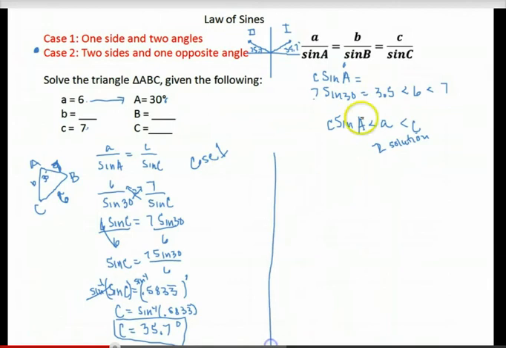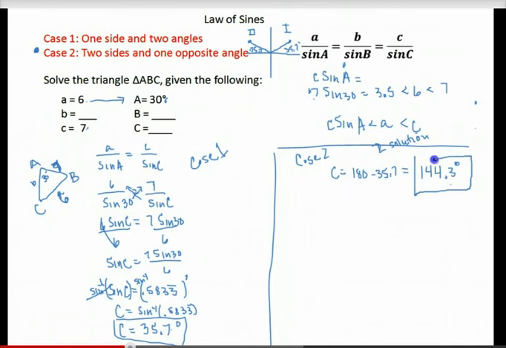So on the left side, I'm going to deal with case 1, and the right side, I'm going to deal with case 2. Case 2, we're going to say it's the other angle in quadrant 2. So to find that, we take 180 minus the reference angle of 35.7, and I get the angle 144.3. So case 1 is that C is 35.7. Case 2 is that C is 144.3. Okay, let's go from there.